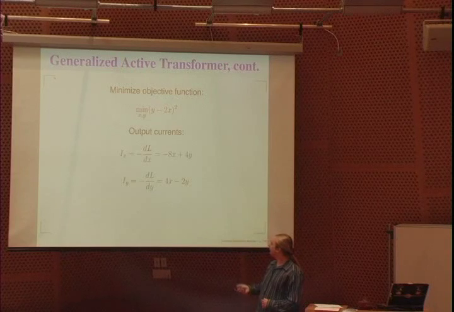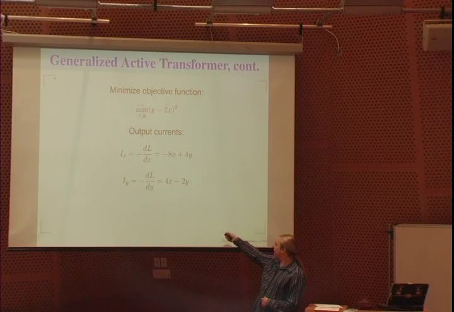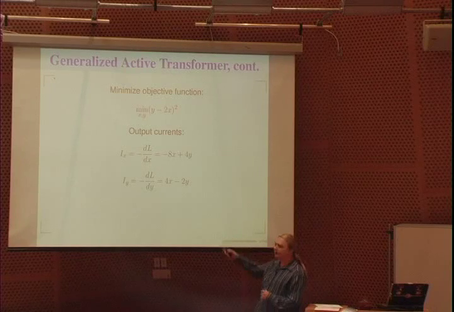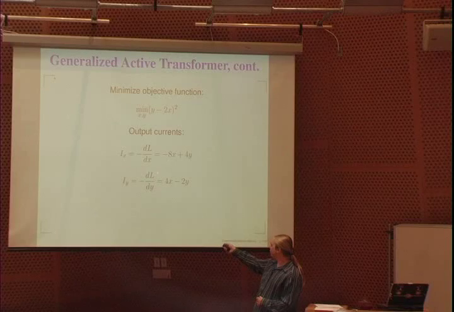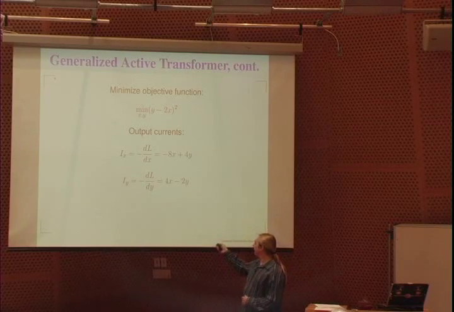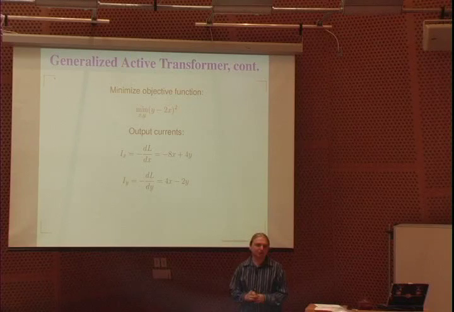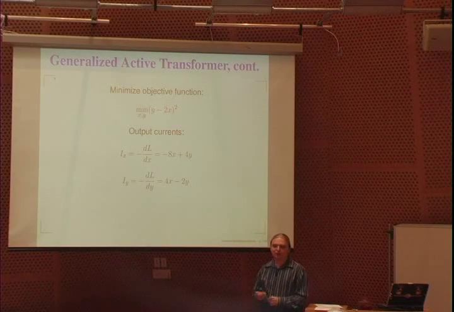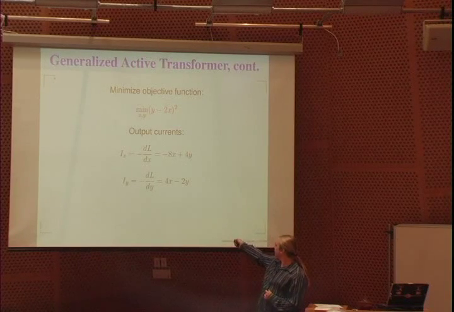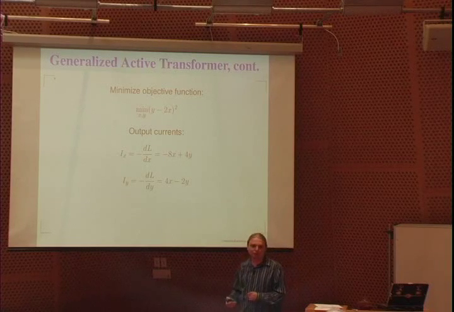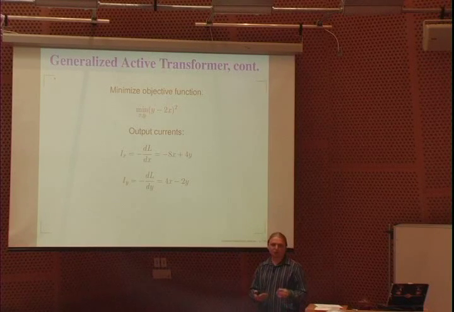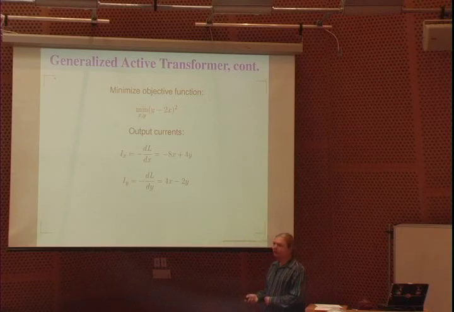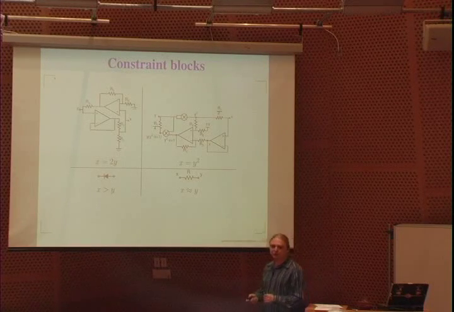I look at how changing the voltage on x will affect the objective function, and I output a current proportional to that. I look at how changing y will affect the objective function, and I output a current proportional to that. And indeed, this does behave like a transformer in that this current is double that one in amplitude. It's opposite in sign. It behaves just like a transformer. When the voltages are 2 to 1, the currents are also 2 to 1 in the opposite direction.